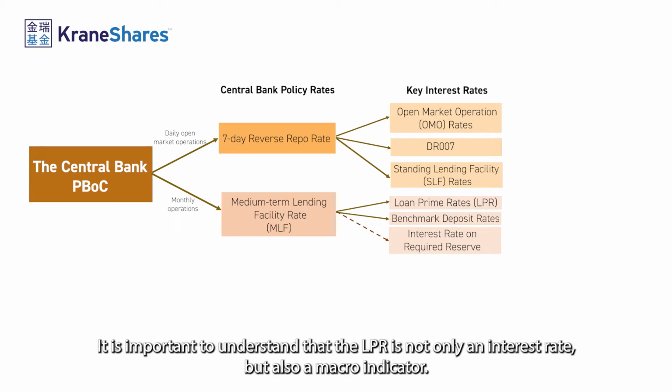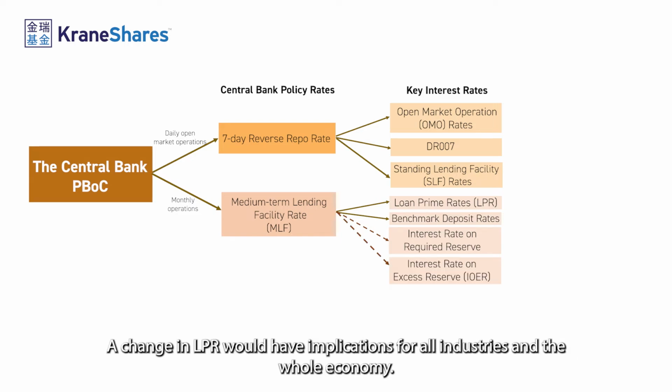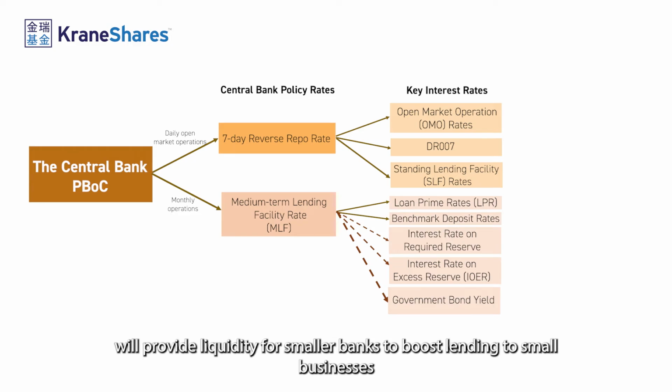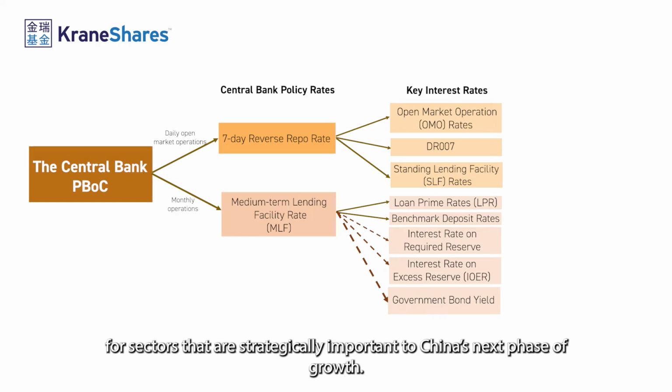It is important to understand the LPR is not only an interest rate, but also a macro indicator. A change in LPR could have implications for all industries and the whole economy. The targeted RRR reduction, as well as an increase in the medium-term lending facility, will provide liquidity for smaller banks to boost lending to small business for sectors that are strategically important to China's next phase of growth.